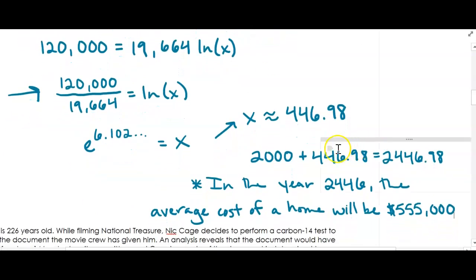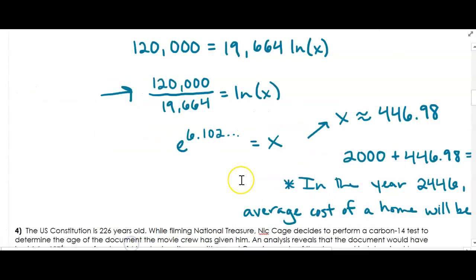And so when I add my x to 2000, I get 2,446.98. That means that in the year 2446, we are not rounding. This decimal puts us within about 98 hundredths into the year 2446. That is when the average cost of a home will be $555,000. So no rounding here, keeping whatever number that is in front. Fantastic. Let's move on to number 4.